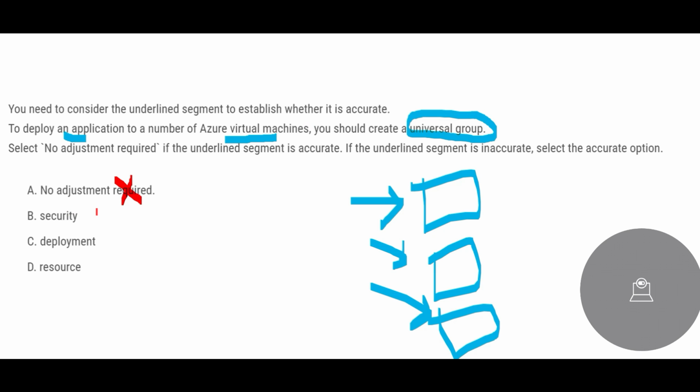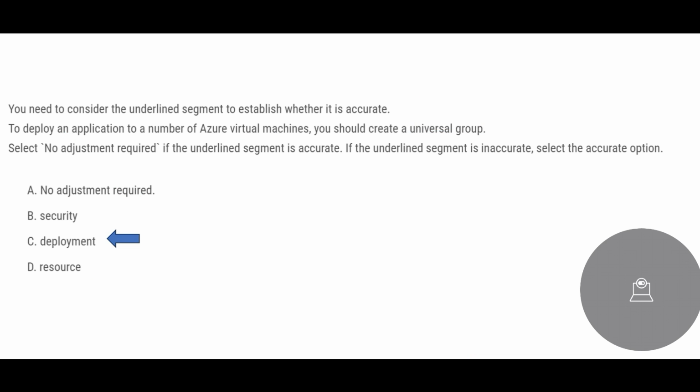And security is also wrong because it will not help you with putting the same application on a lot of VMs. You want to use deployment because that is what you're trying to do. You want to deploy an application to a number of VMs.